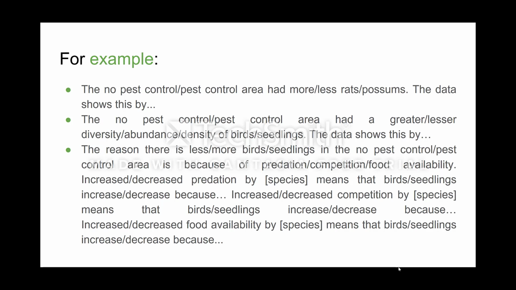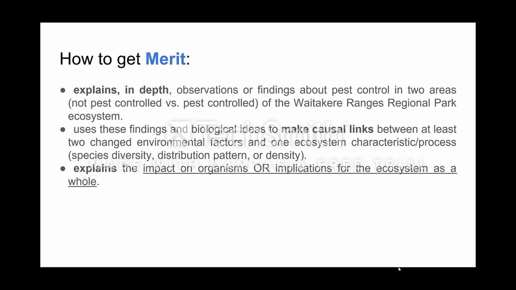This is because things like predation means that you're going to have less birds or less seedlings available because they're going to be outcompeted, they're not going to have as much food, or they're going to be eaten by that invasive pest. So it really is linking your data to the pest control or the lack of pest control. So that's the achieved. How do you get a merit?